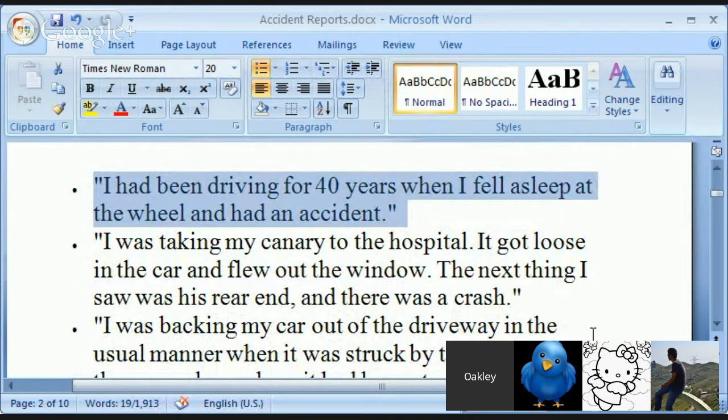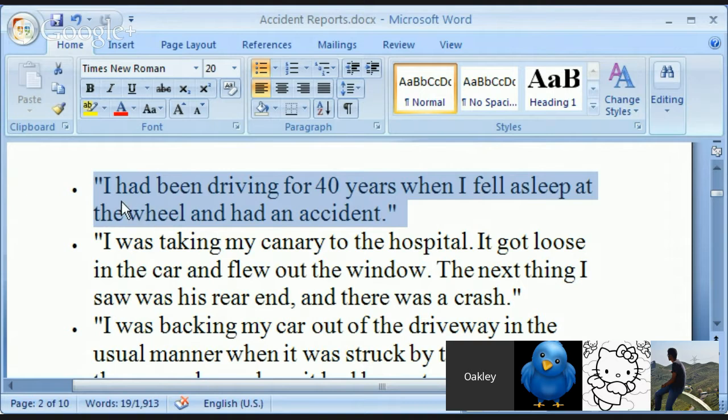I had been driving for 40 years when I fell asleep at the wheel and had an accident. Oh, okay. What's the problem here? The problem is he shouldn't sleep at the wheel. Well, yeah, that's true. But what's the problem with the sentence? He should go to the side of the street and stop his car. Well, sure. But what's the problem with the sentence?